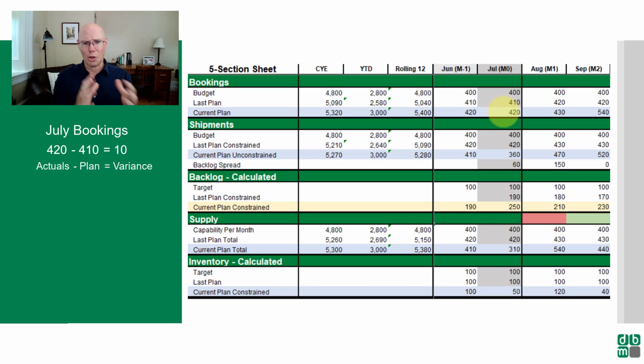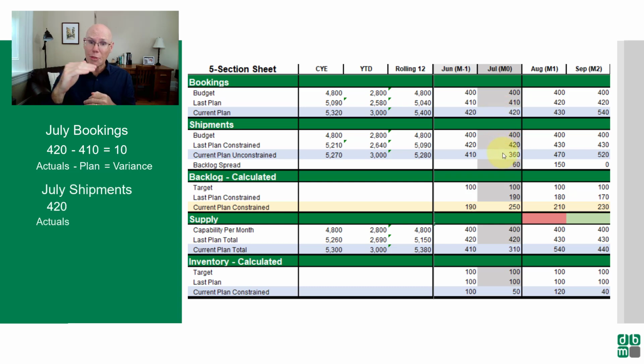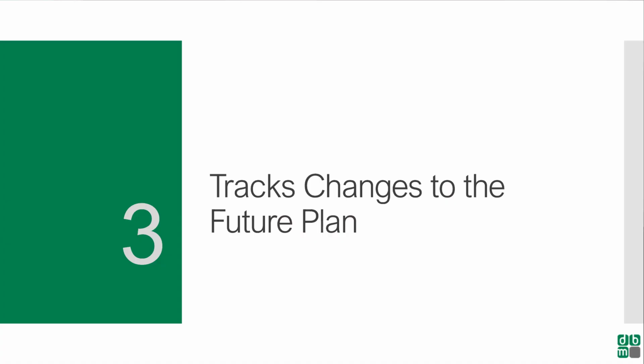But now let's take a look at our shipments. We want to make sure that our shipments are also aligned with the plan. In this case, if the shipments were planned at 420 units but were only 360 units, this is a significant difference, which we'll want to understand why this happened. We have to consider what's the potential impact of this on your backlog and whether lead times need to be adjusted because of the 60 units that we were not able to ship out. The 5-section sheet also tracks changes to the future plan.